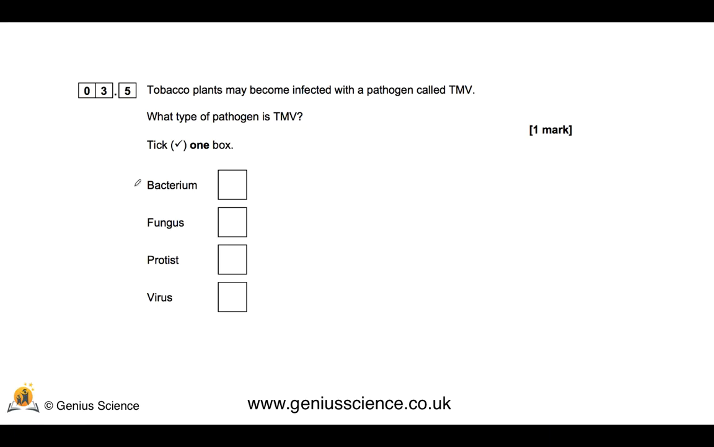Another multiple choice question here for 3.5. Tobacco plants may become infected with a pathogen called TMV. What type of pathogen is TMV? And we're ticking one box. So if you know what TMV stands for, this will tell you exactly what type of pathogen it is. And TMV stands for tobacco mosaic virus. Because when a tobacco plant is infected with TMV, it gives a mosaic pattern. And look, virus there. Therefore, it's a virus.